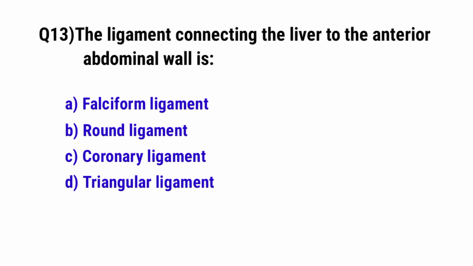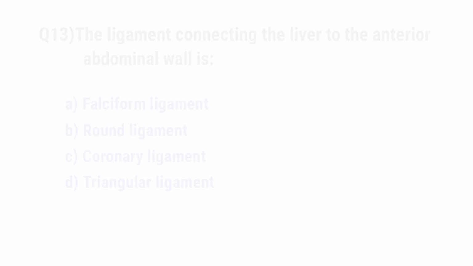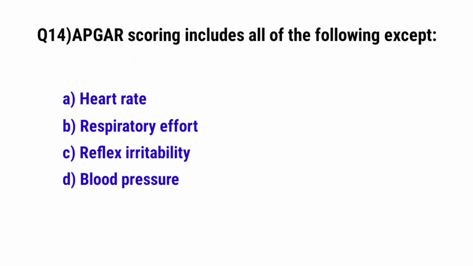Question number 13. The ligament connecting the liver to the anterior abdominal wall is? The correct option is A. Falciform ligament. Question number 14. Apgar scoring includes all of the following except? The correct option is D. Blood pressure.